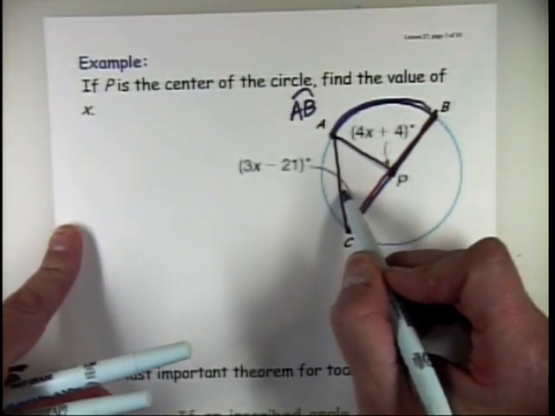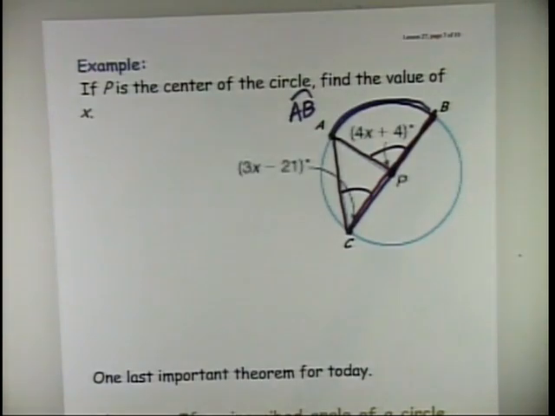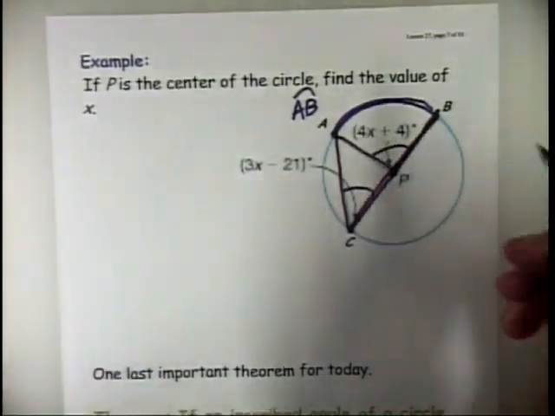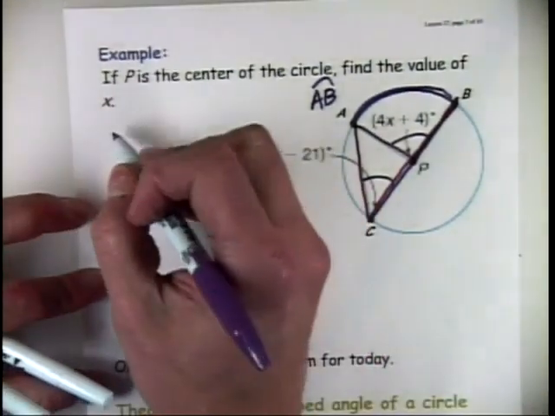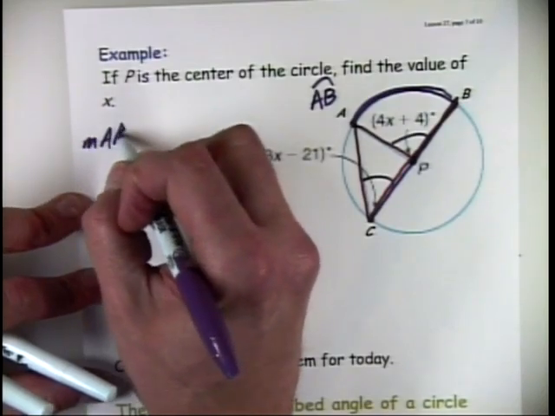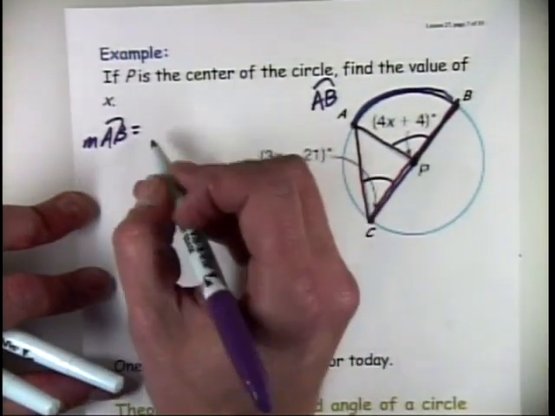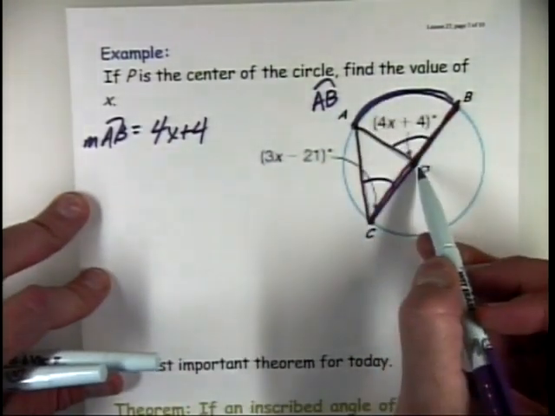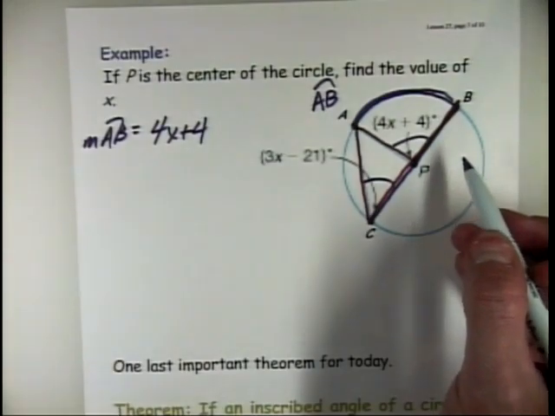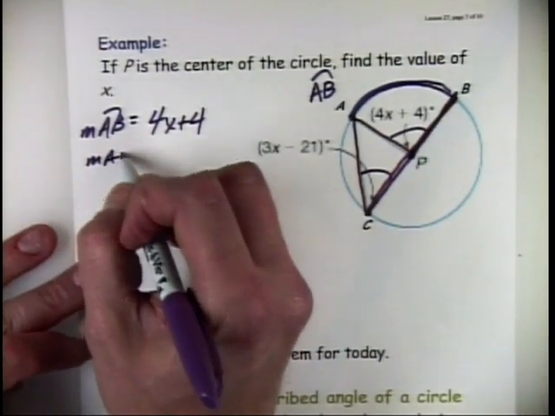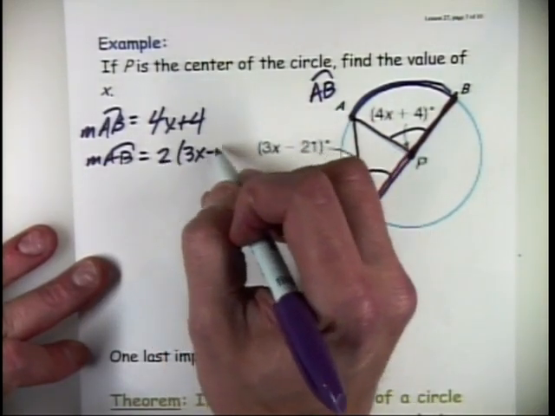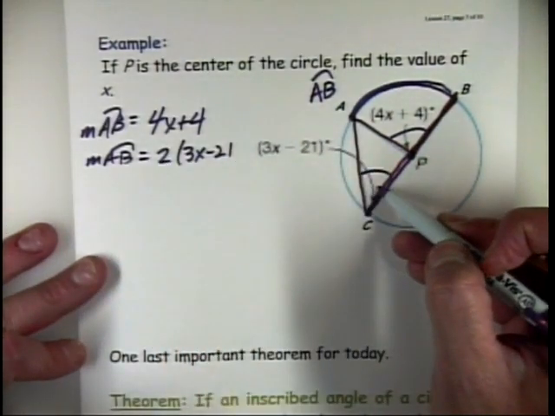Well, basically, I'm given information about the size of those two angles, so I can set up the equation. Since they both have to equal the measure of the arc, I can set them equal to each other, but I'm going to do that in two steps. The measure of arc AB is equal to 4x plus 4, because that's the central angle. I can also say, very carefully here, that the measure of arc AB is equal to 2 times (3x minus 21), which is this angle down here.